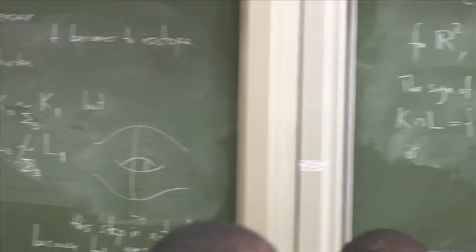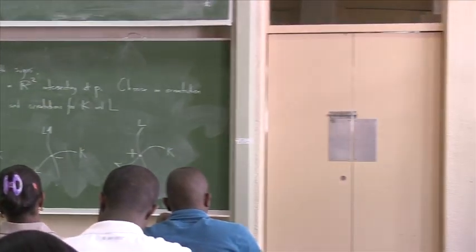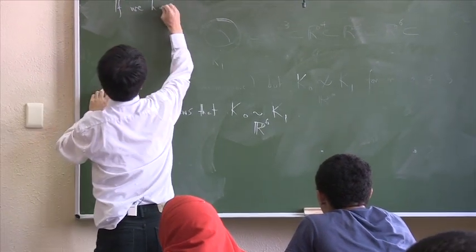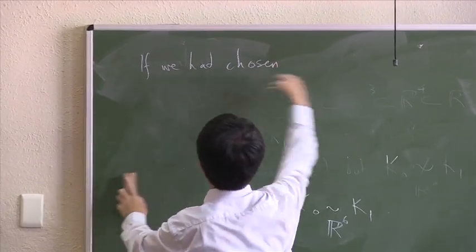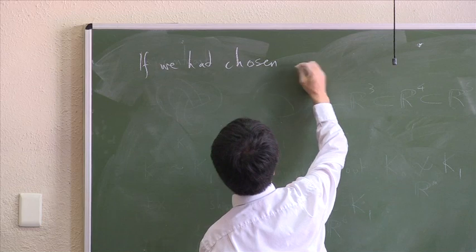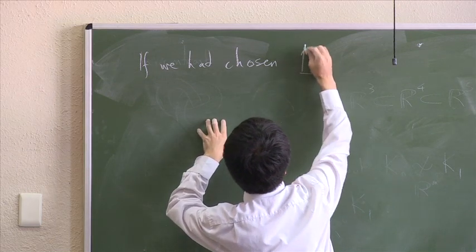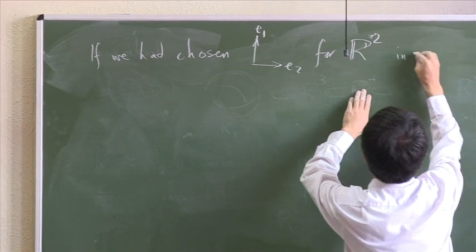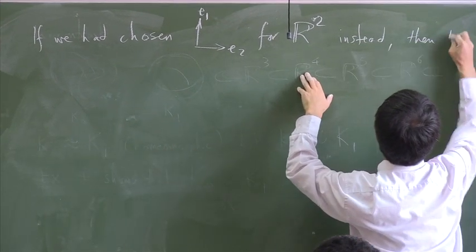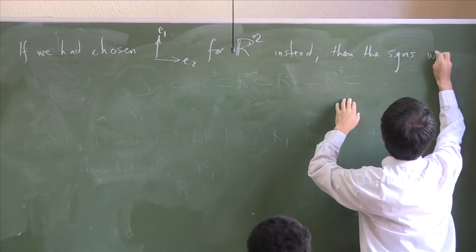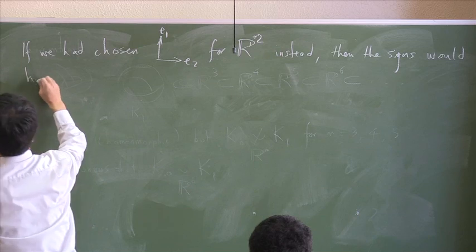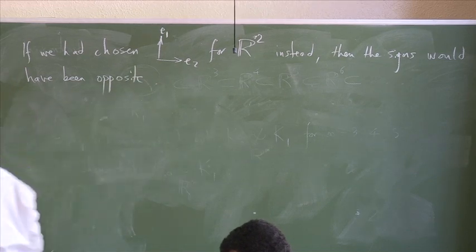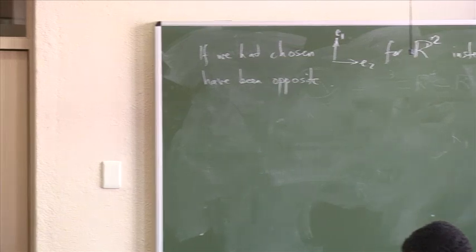And of course, if we had chosen the opposite ambient orientation for R2, all the signs would be reversed. So, tricky tense construction in English, if we had chosen the opposite orientation, E1 and E2 like this, for R2 instead, then all the signs would have been opposite. Plus would have become minus, minus would have become plus. No problem, I hope. Opposite.